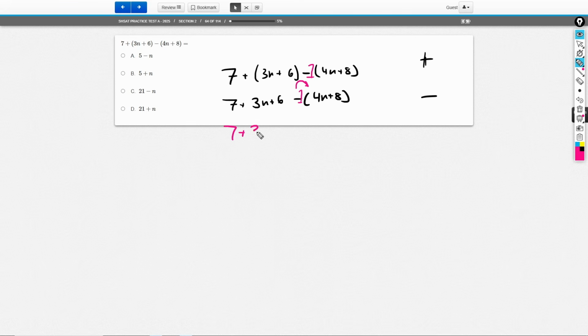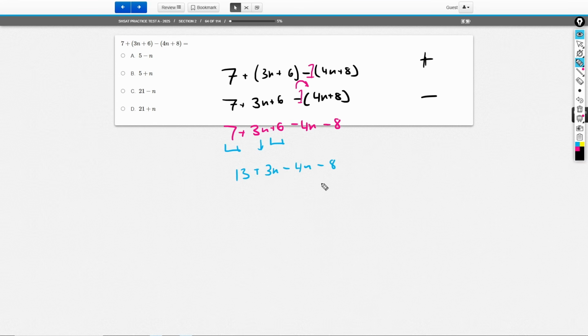We get 7 plus 3n plus 6 minus 4n minus 8, okay? And now we can combine like terms. So here I have 7 and here I have 6. 7 plus 6 is 13, okay? And I could just write everything else down. So drop down the 3n. So that's 13 plus 3n minus 4n minus 8.